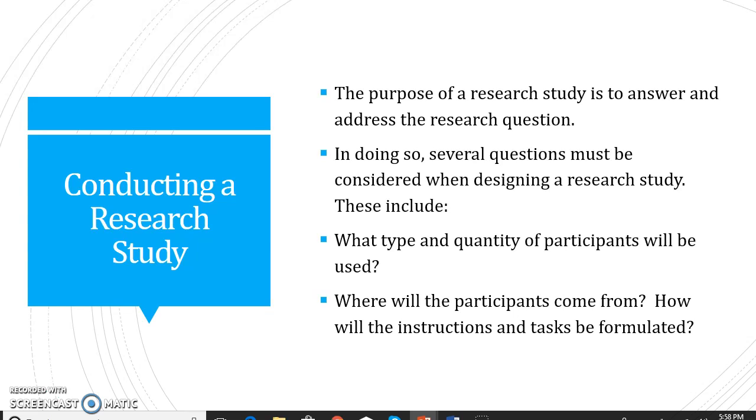In order to address a research question, a research study must be designed. Several questions must be asked in order to accurately design a study that addresses the research question. These questions include determining the type of participants that will be used, as well as the quantity of participants. Also, where and how will these participants be selected for the study? And how will the tasks within the study be formulated?